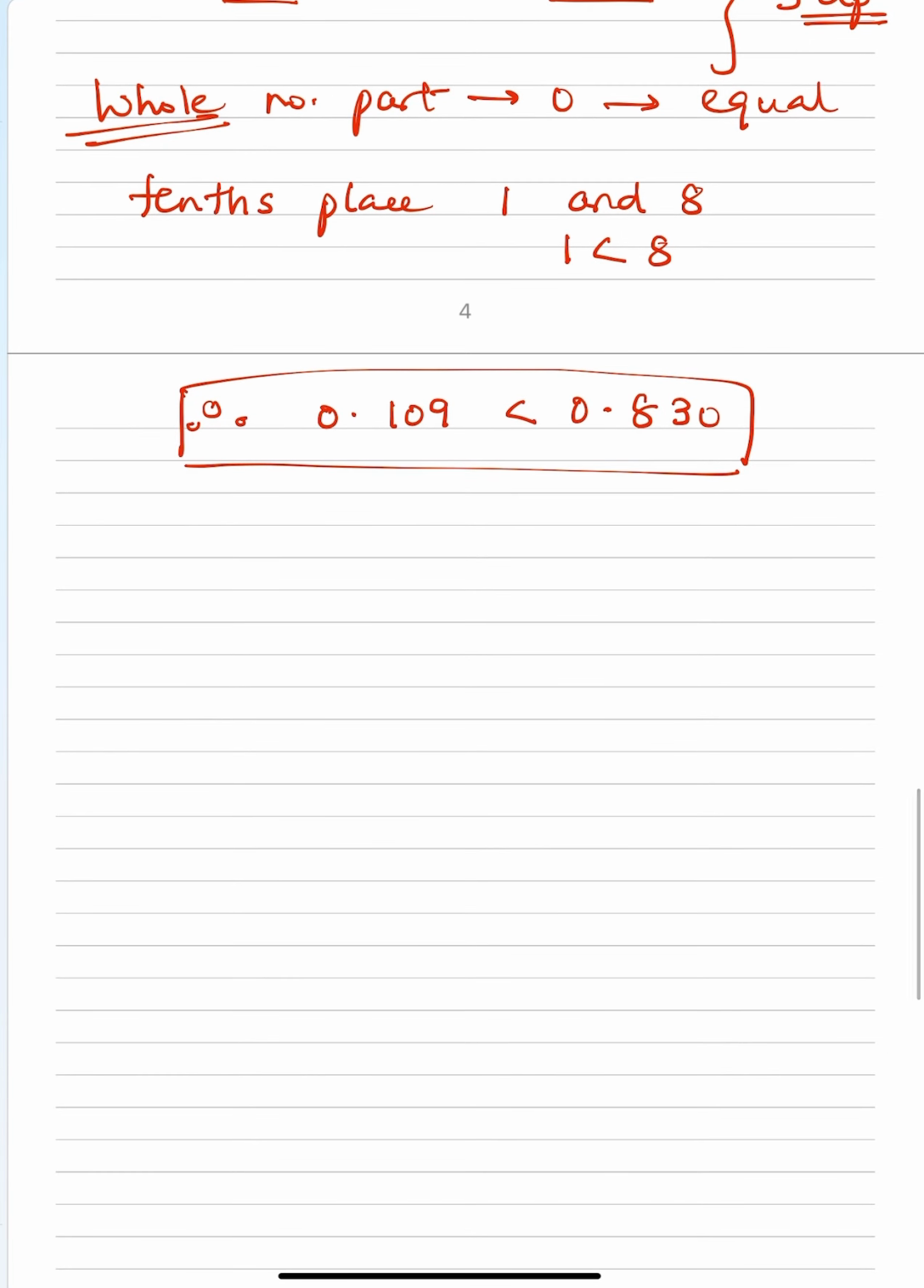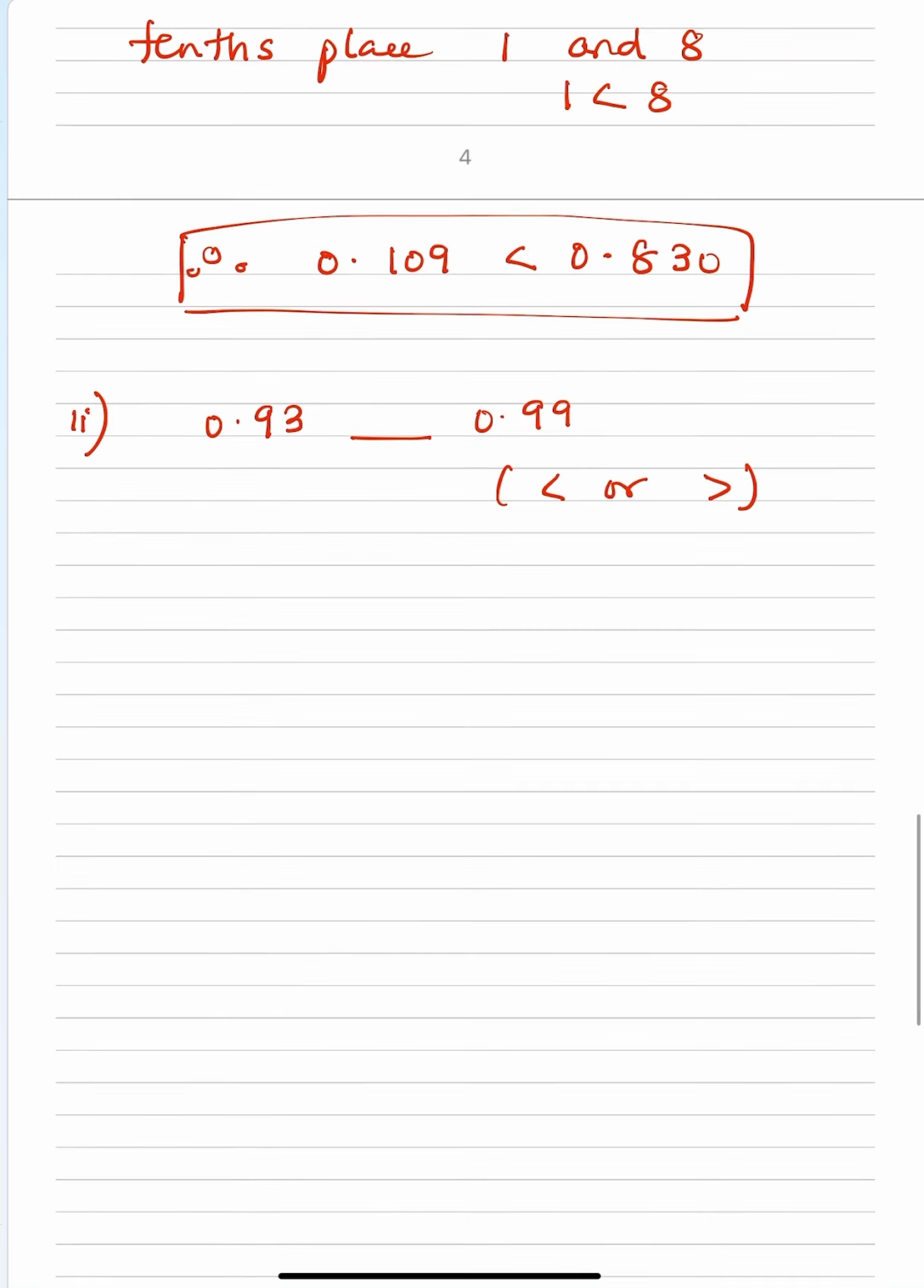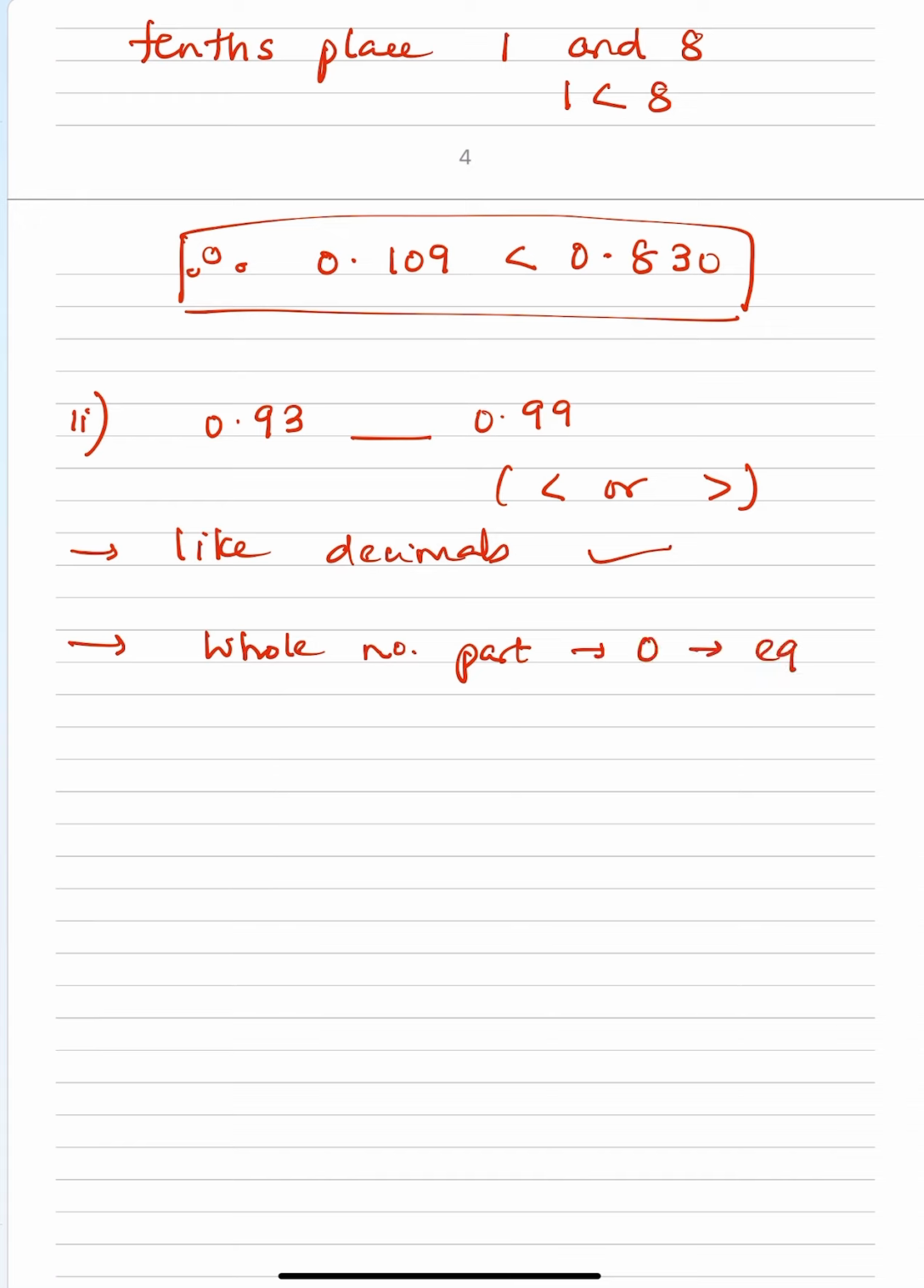Suppose, let us take one more blank, that is 0.93 and 0.99. We have to find smaller or greater. That is, we have to compare them. Now first point, they are like decimals. Yes, they are like decimals. Second point, let us check the whole number part. What is the whole number part? It is 0. So it is equal. So now we will go to the tenths place, that is after the decimal point.